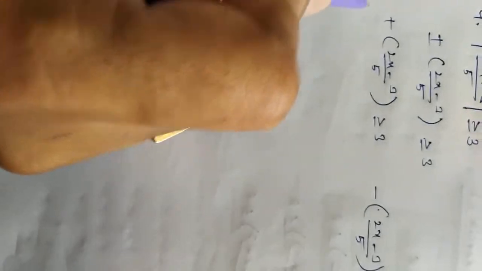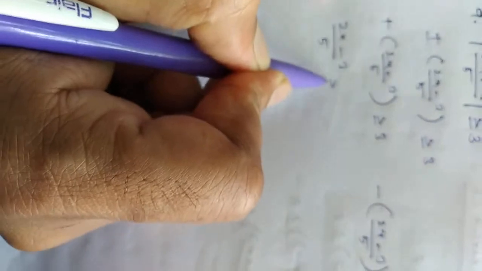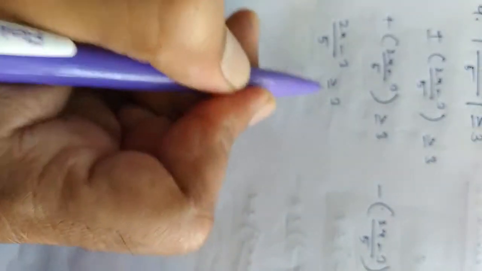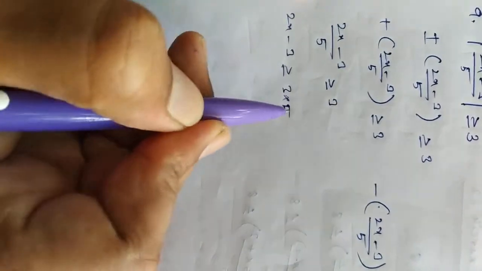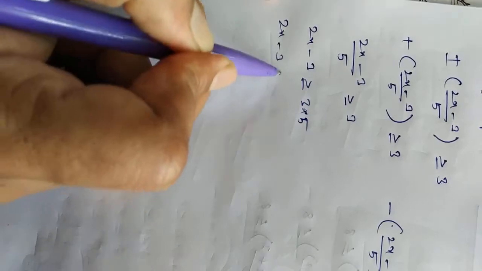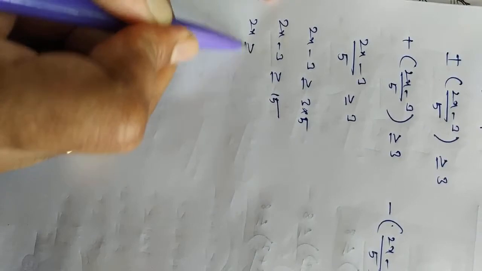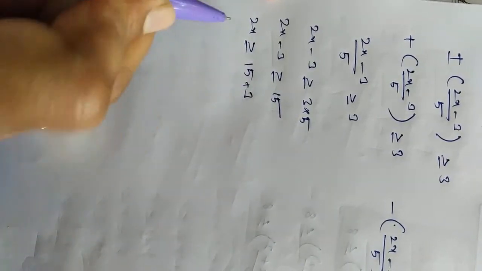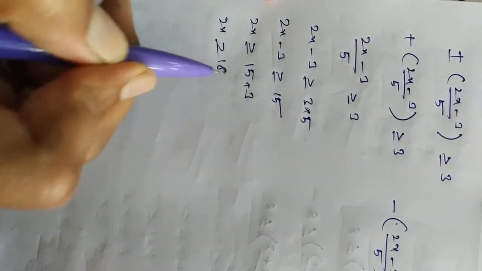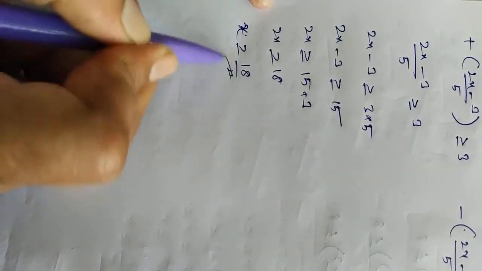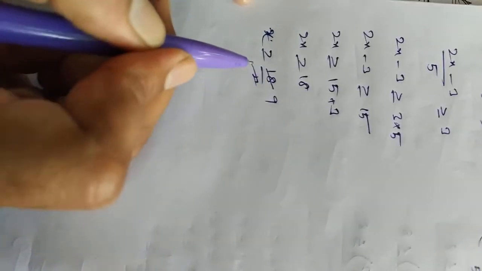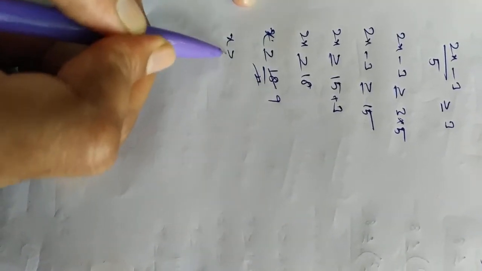First solve this one. So (2x − 3)/5 is greater than or equal to 3. So 5 is moved to the right side: 2x − 3 is greater than or equal to 3 into 5. So 2x − 3 is greater than or equal to 15, since 3 5s are 15. So 3 is moved to the right side: 2x is greater than or equal to 15 plus 3. So 2x is greater than or equal to how much? 18. So x is greater than or equal to 18/2. 2 9s are 18. So x is greater than or equal to 9.